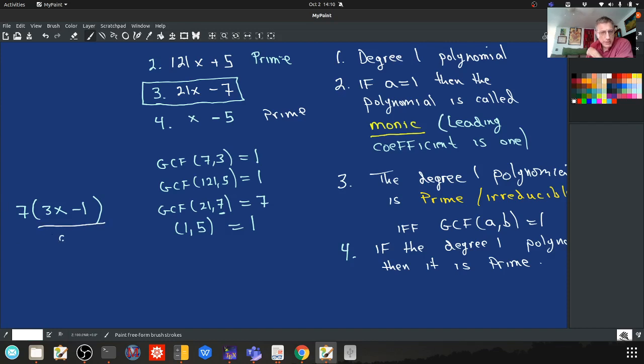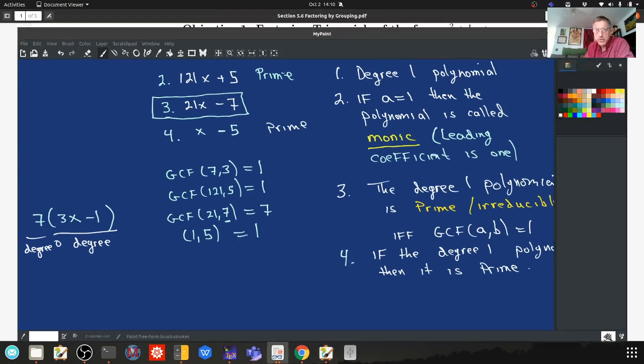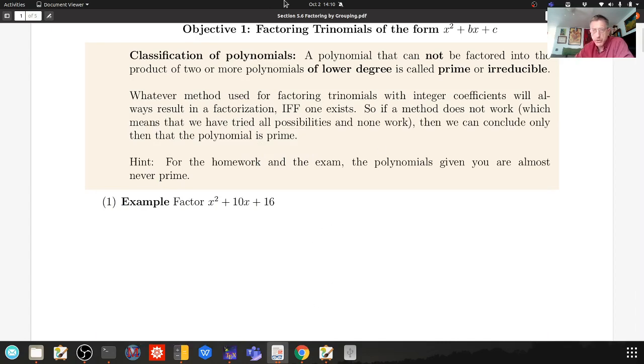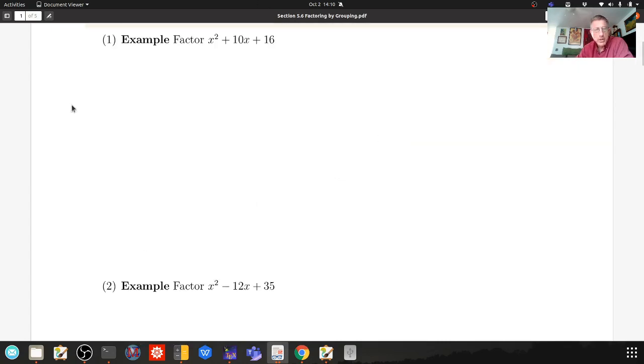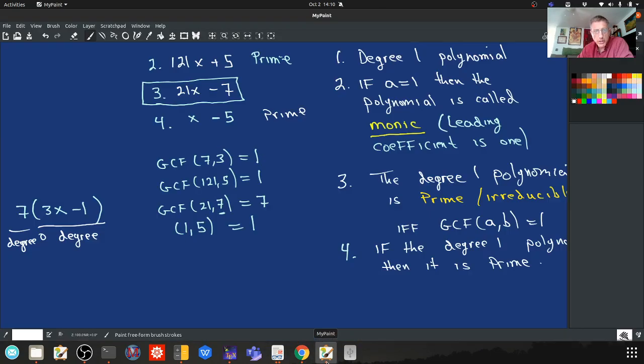I factored it into a degree 1 and then a degree 0 polynomial. This is a factorization. So with that in mind, let's develop techniques to factor certain forms of trinomials. So this is a monic trinomial. Remember, monic just means the leading coefficient is 1. And I'm going to show you how I've done this.